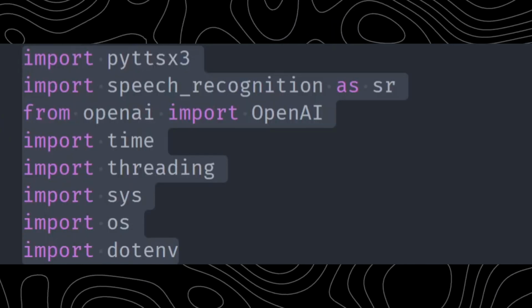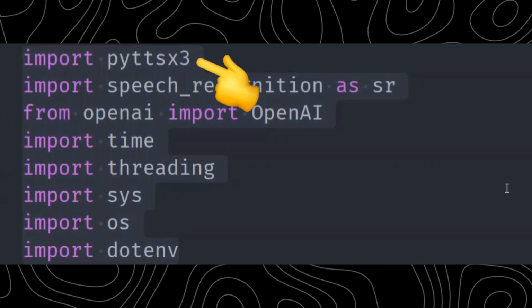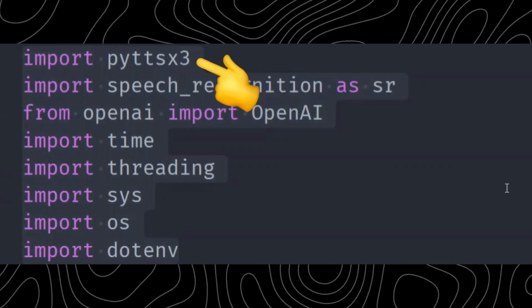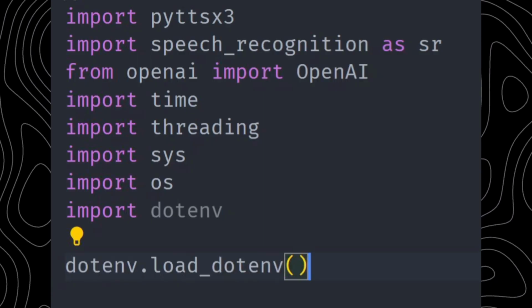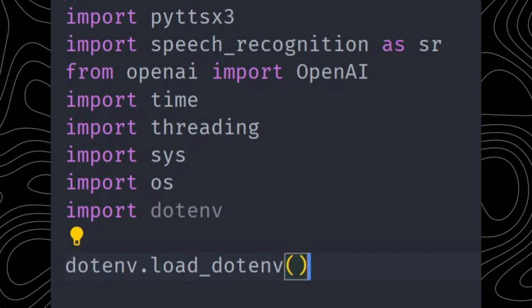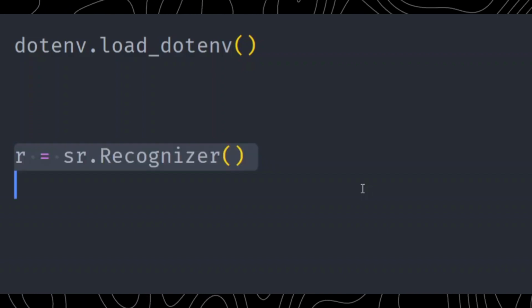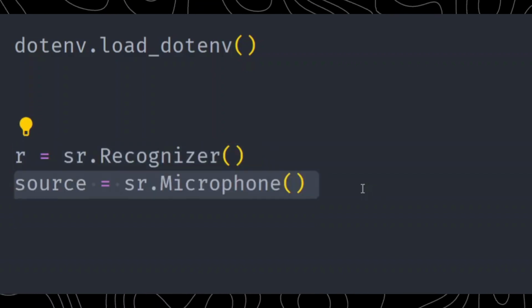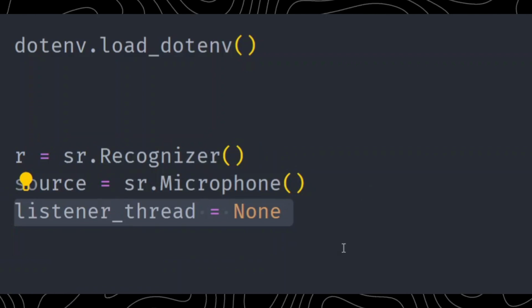Now that we have the necessary libraries installed, we can import them into our project. We're using pyttsx3 for our assistant's voice because we don't want to get in trouble with Scarlett Johansson's legal team. We haven't created any environment variables yet, but we will still load them in for when we add them to .env later. After that, I'm going to initialize the speech recognizer and microphone, as well as a global variable called listener thread, which we'll be using later.